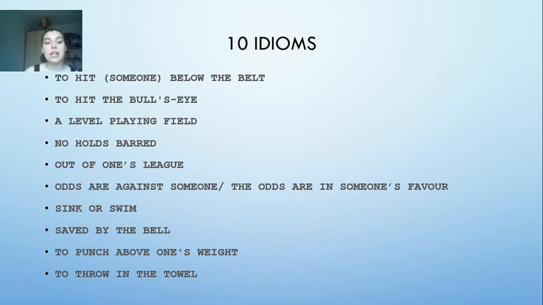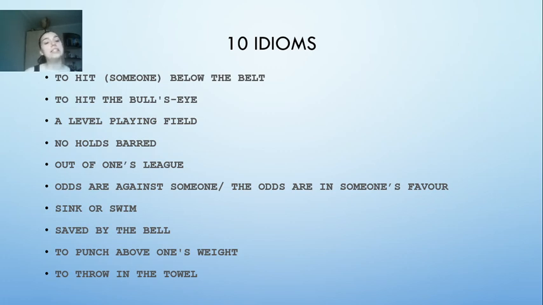The next one is no holds barred. That comes from wrestling and means нема жодних заборон, чи немає заборонених прийомів. For example, it can be applied to politics. For a politician, there are no holds barred. Everything can be used. Для політика немає заборонених прийомів. Все може бути використано.